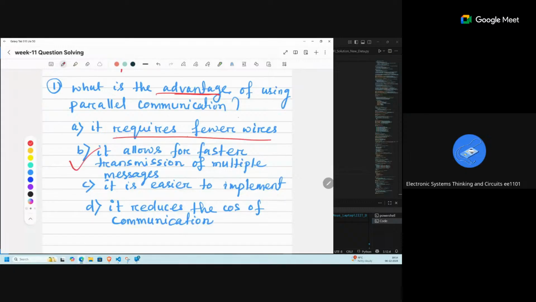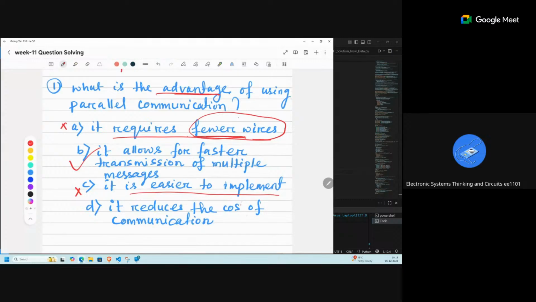Are you following me? Yes, ma'am. And the third point is "it is easier to implement." No, ma'am, it will be wrong. It is easier to implement means if you're going for parallel communications, implementation may not be that easy because you have to install multiple wires, right? So it may not be an advantage.